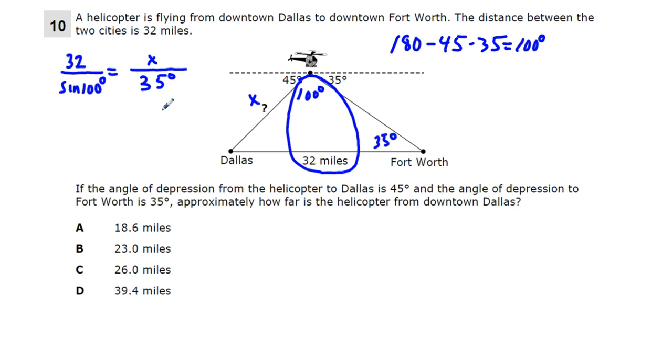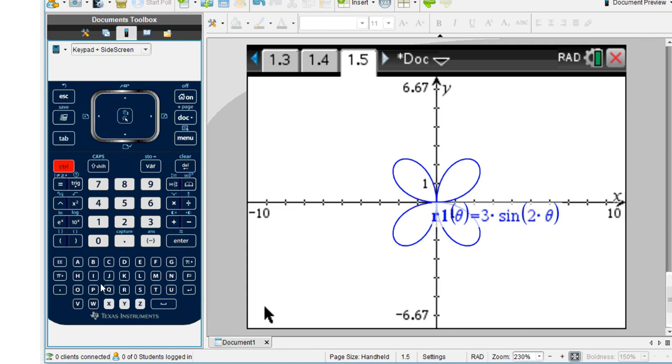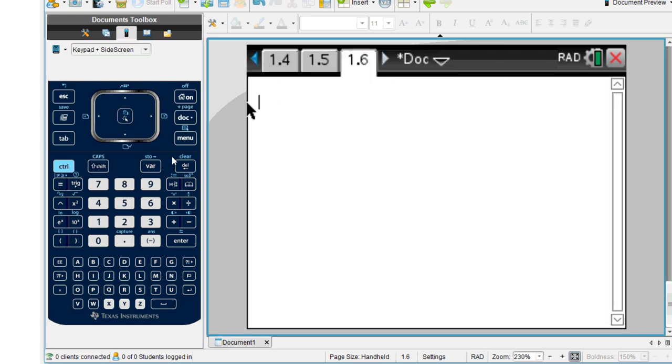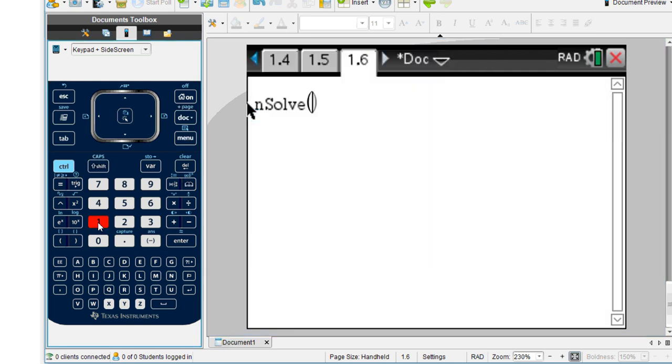So instead of cross multiplying, I'm just going to use my nSolve, but if you will notice, I did forget something, didn't I? It's going to be sine 35 degrees. So let's do that. We go to Control I, add calculator, menu 3-1. We're going to have 32 over sine 100 degrees.